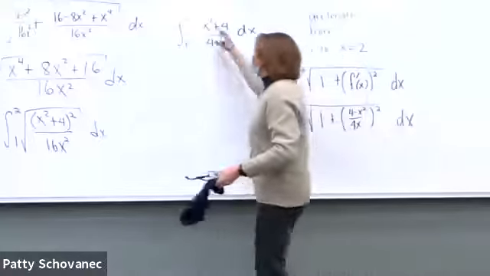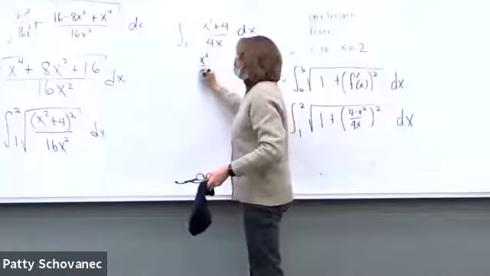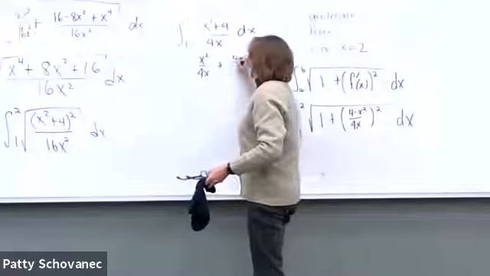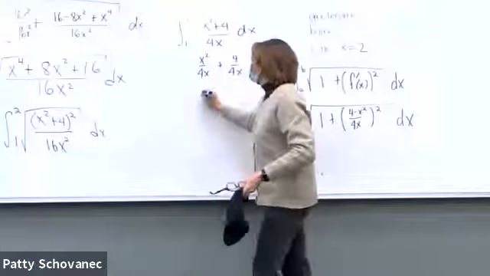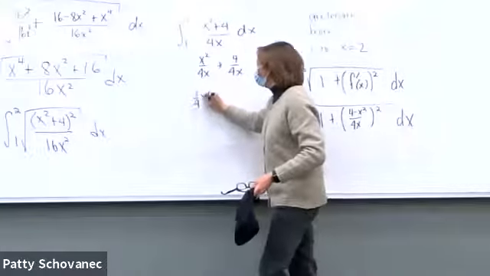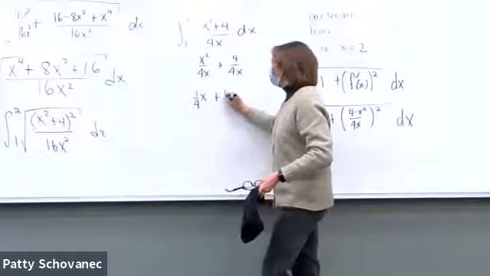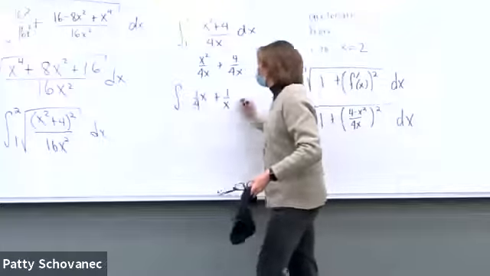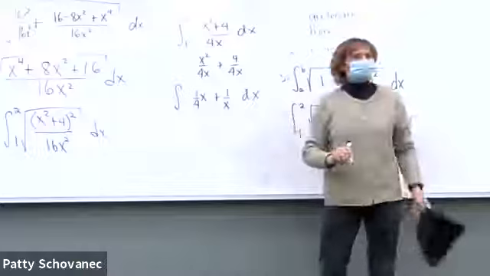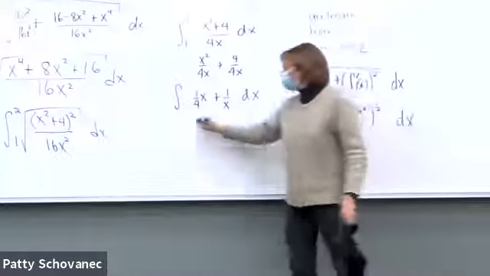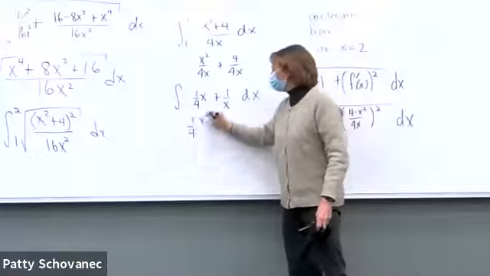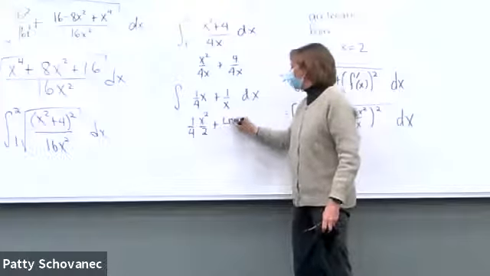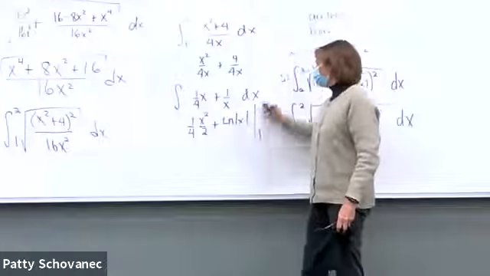Split it up. Split it up, right? That is x squared over 4x plus 4 over 4x. So you're going to have 1/4 x to integrate and 1 over x to integrate. We good with both of those? 1/4 x squared over 2 plus the natural log of x, from 1 to 2.